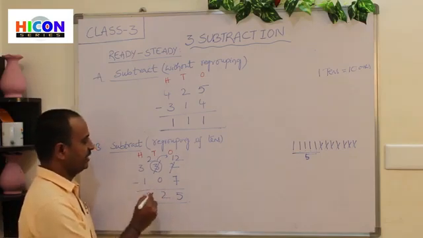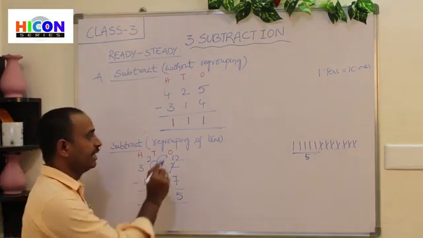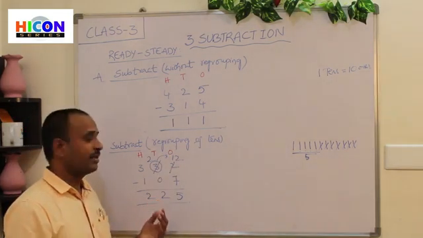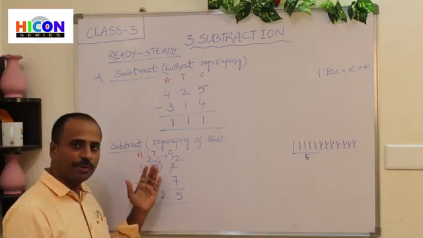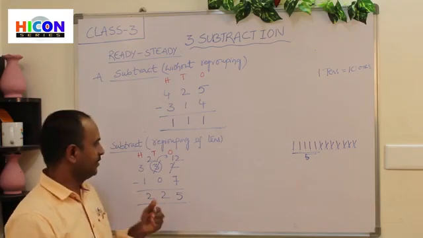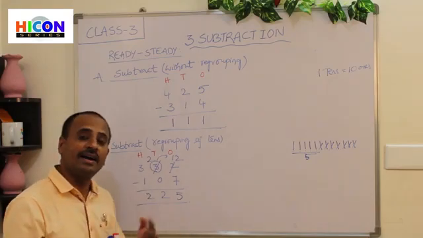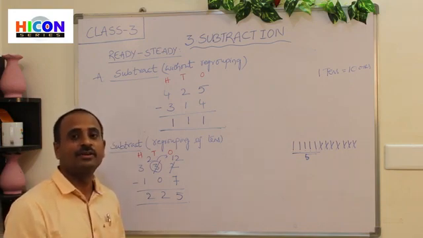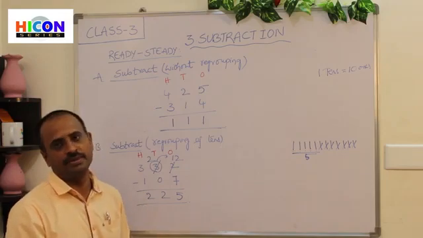225. So this is the difference. So this is the subtraction. So this is an example for regrouping of tens, because we are getting borrow from tens place. That's why this is called regrouping of tens. So in the same way, we can practice one problem on regrouping of hundreds and tens. That means how to get borrow from the hundreds place and the tens place.